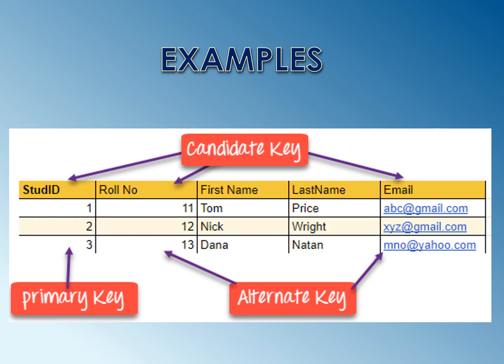I hope this is clear. It can be made more clear from this example. There are 3 candidate keys: student ID, roll number and email. Since I have chosen student ID as the primary key, the remaining 2, roll number and email, will be called the alternate keys.